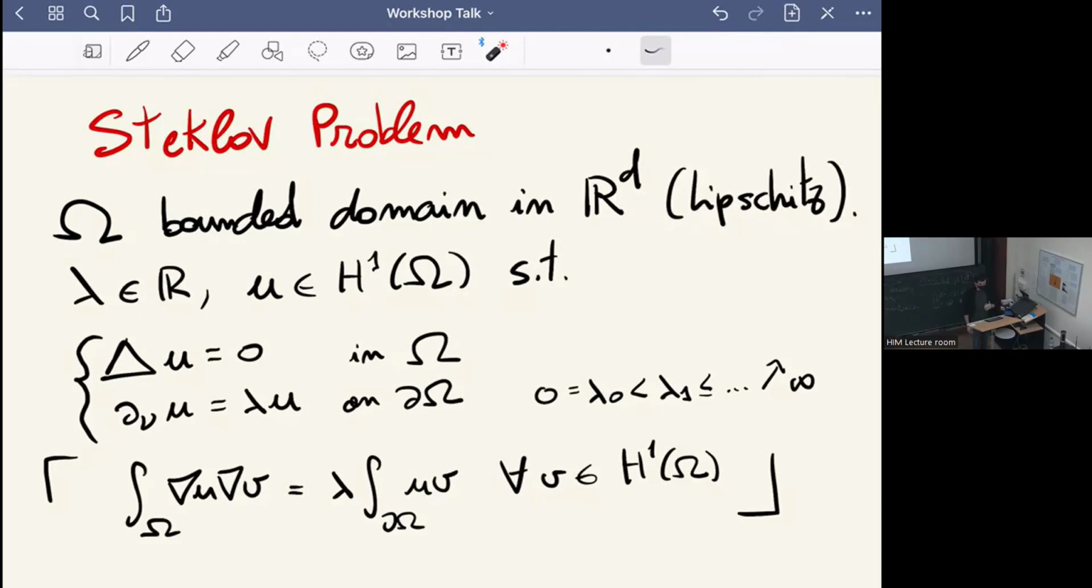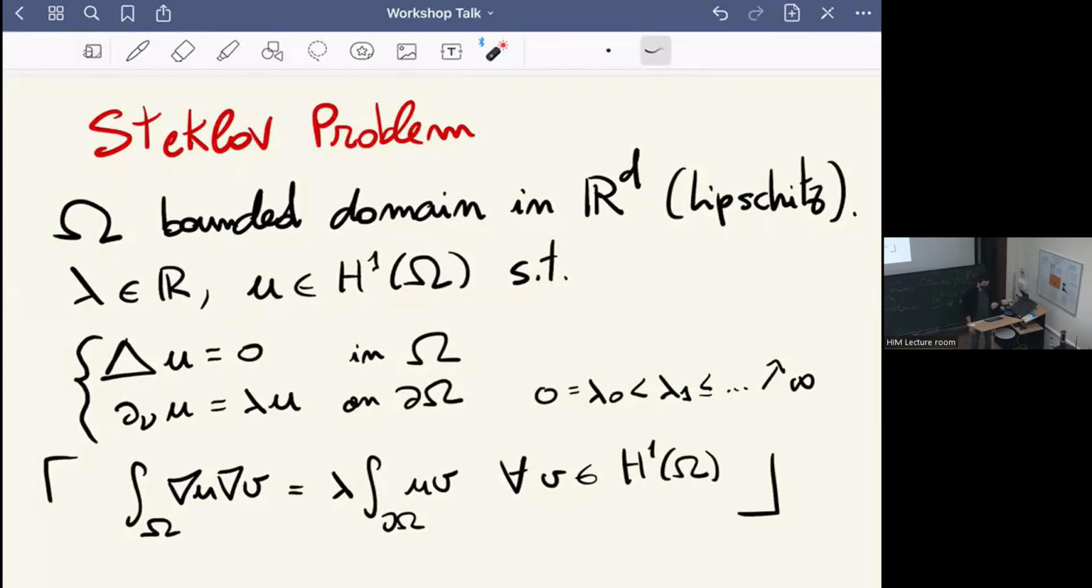Right. So the problem is about finding some real number lambda and u in the Hilbert-Sobolev space H1 of omega, which is just a harmonic function in the domain, and such that the normal derivative, ∂u/∂ν, at the boundary is proportional to the function itself. And the constant of proportionality is this lambda, which we'll call a Steklov eigenvalue.